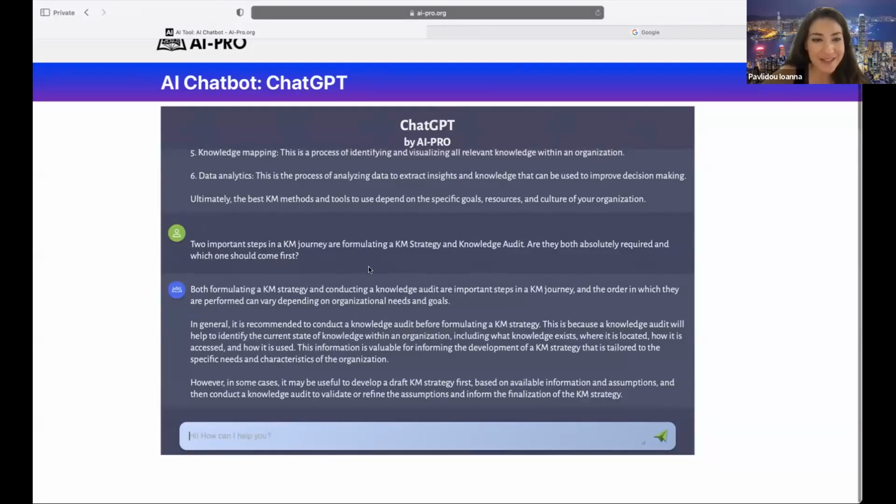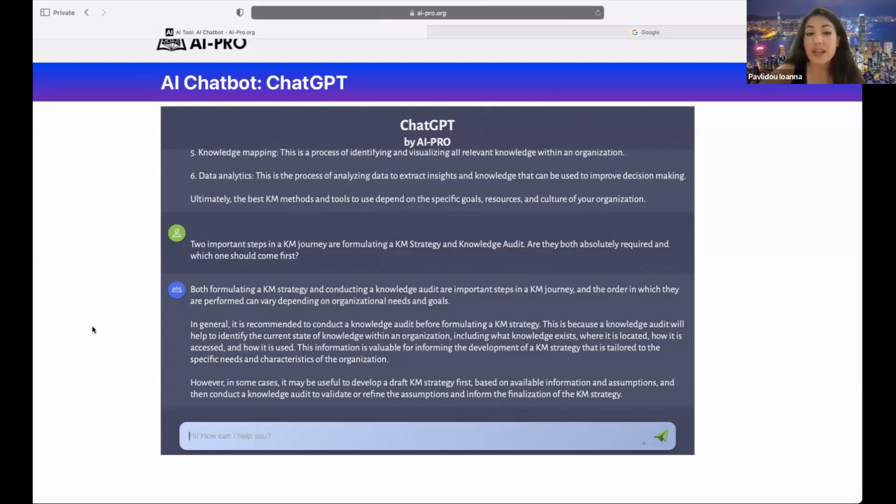So the answer by ChatGPT is that both formulating a KM strategy and conducting a knowledge audit are important steps in a KM journey, and the order in which they are performed can vary depending on organizational needs and goals. In general, it is recommended to conduct a knowledge audit before formulating a KM strategy, because a knowledge audit will help to identify the current state of knowledge within an organization, including what knowledge exists, where it is located, how it is accessed, and how it is used.